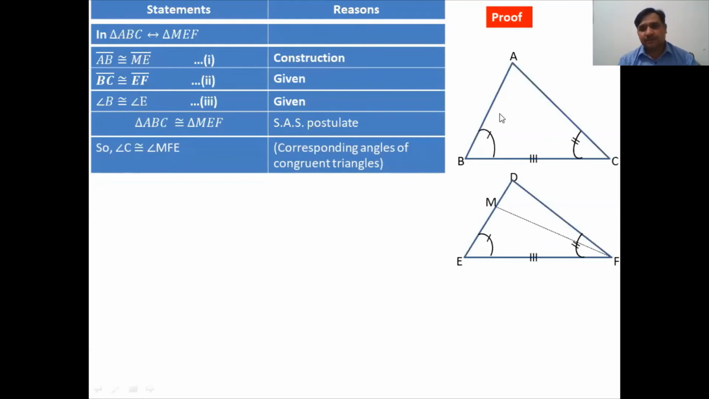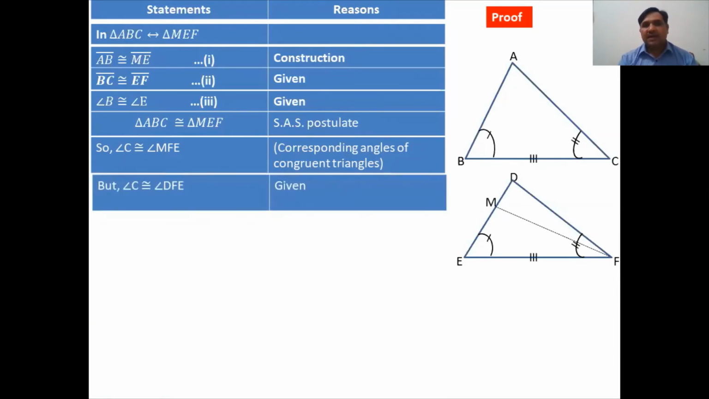Angle C, it means that this angle C is congruent with angle MFE. Why? Because triangle ABC is congruent with triangle MEF, because corresponding angles of congruent triangles are congruent. But it is also given that angle C is congruent with angle F. We are talking about this angle F.